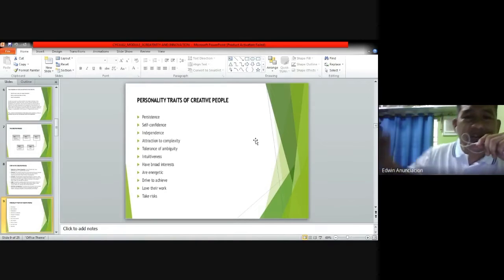Tapos, talagang their enthusiasm and willingness is there, di sila sumusuko, ayan po. And then, they drive to achieve. Ito po yung sinasabi ko, hindi akma, ulitin. Hindi pa rin akma, ituloy lang. Okay, what is important is at the end of the process, sila ay nagtagumpay. And then, they always love their work.